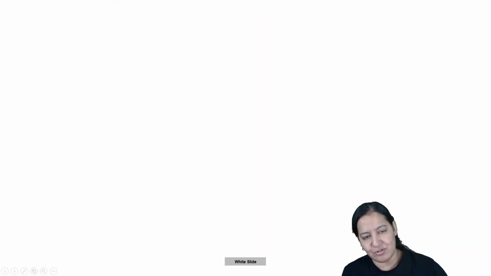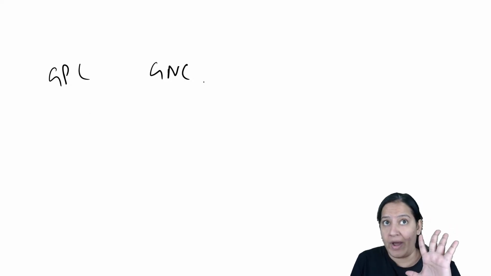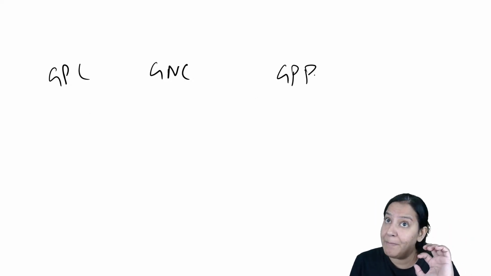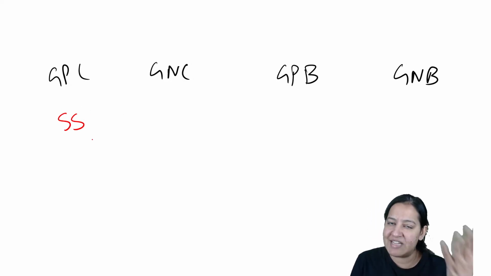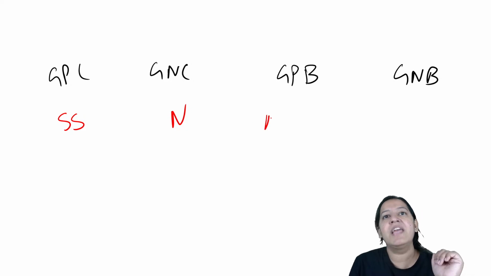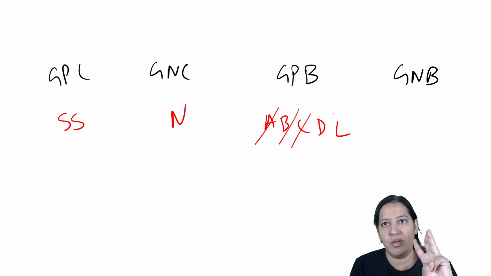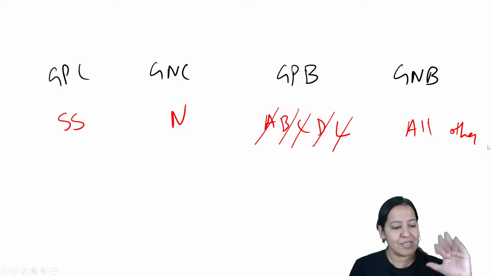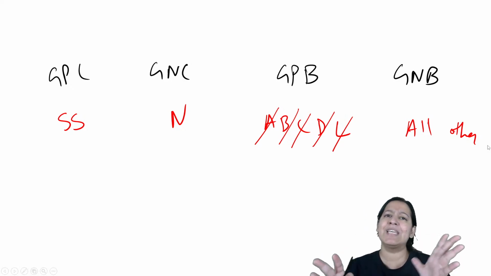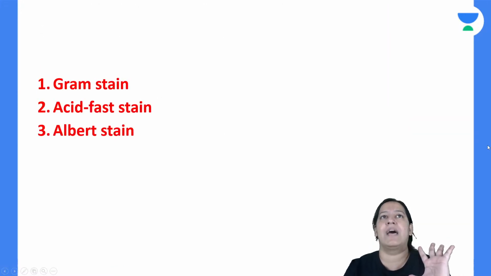So this is how you have to learn. Divide into 4 categories: gram positive cocci, gram negative cocci, these are the cocci. Now coming on to bacilli: gram positive bacilli, gram negative bacilli. How will you learn? Here SS, that is Staphylococcus, Streptococcus. Here Neisseria. Here A, B, C, D, L: actinomycetes, bacillus, clostridium, diphtheria and listeria. And here all others, all the remaining. So you can crack any MCQ if you know the basics. This is the classification based on gram staining, and gram staining is done.